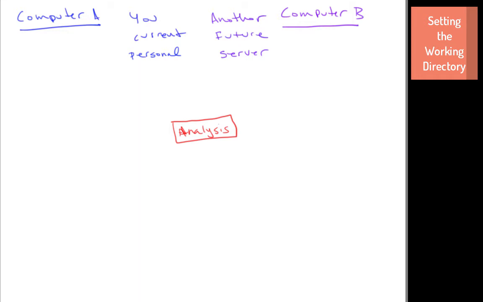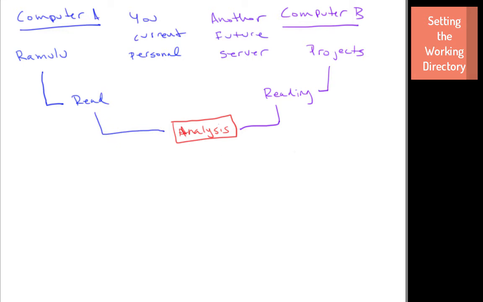So for example, in computer B, it might start off on the projects folder and then go to reading, and then from reading you get to analysis. And on computer A, it may be slightly different. So maybe this is a student's computer, so they start off on the work they're doing with me, and then they go to something called read, and then from read they get to analysis. Once you get to analysis, everything ought to be the same.